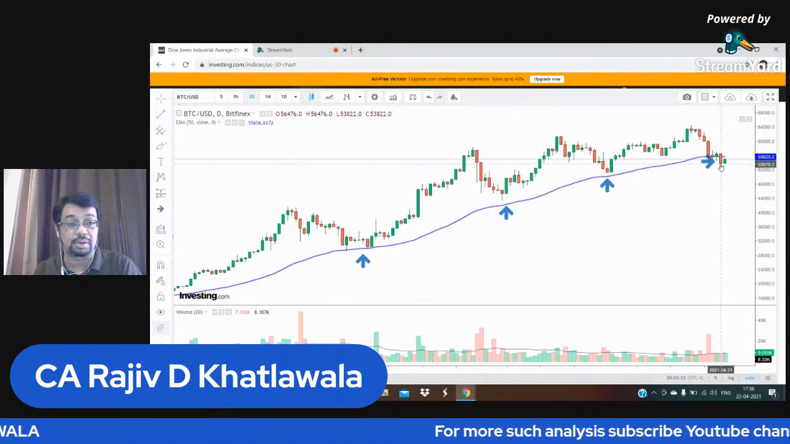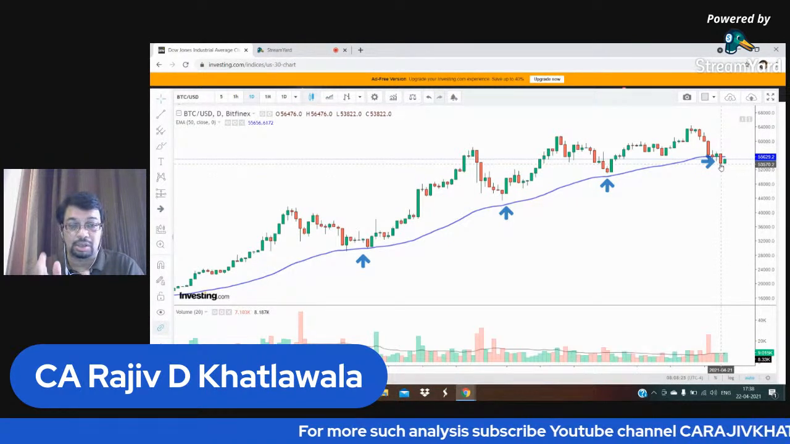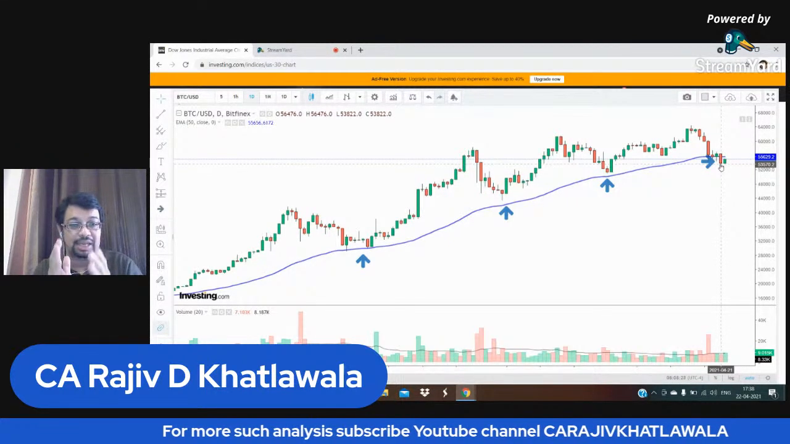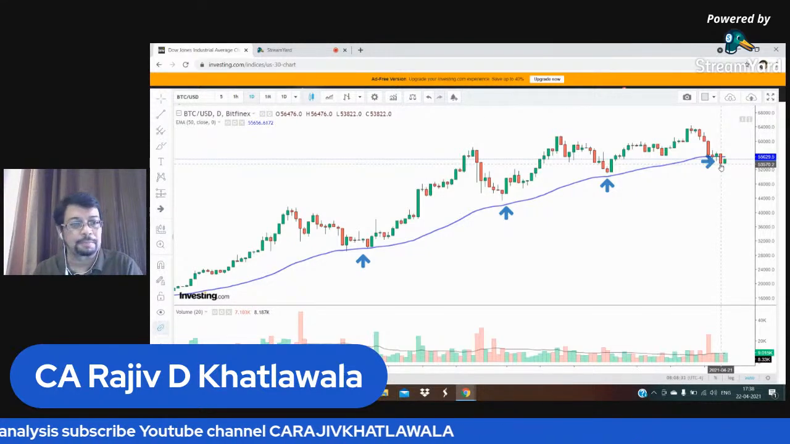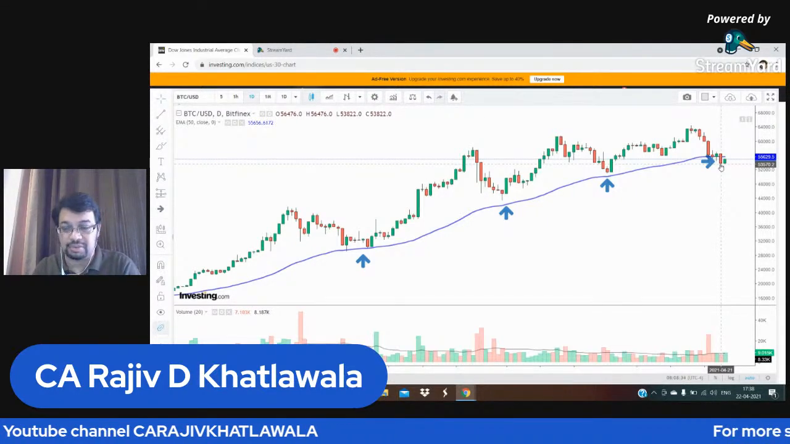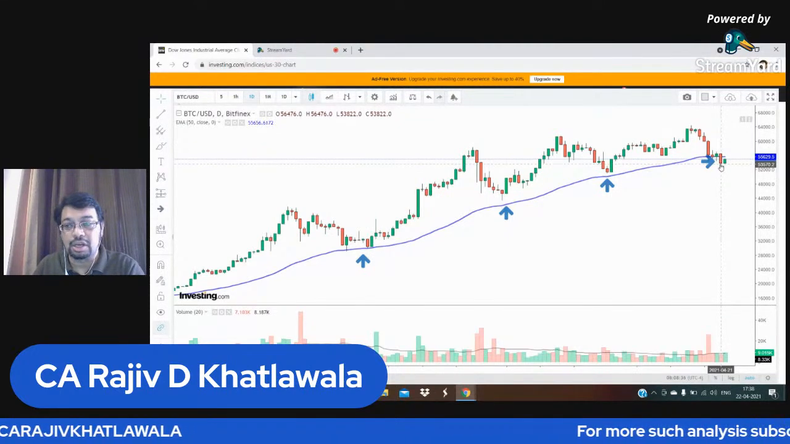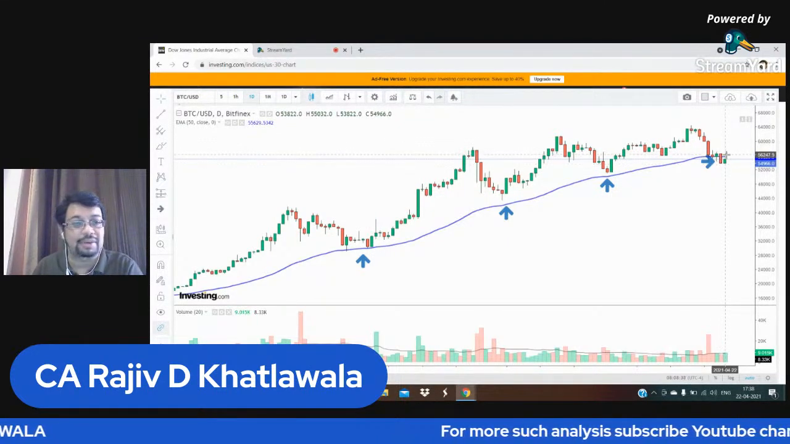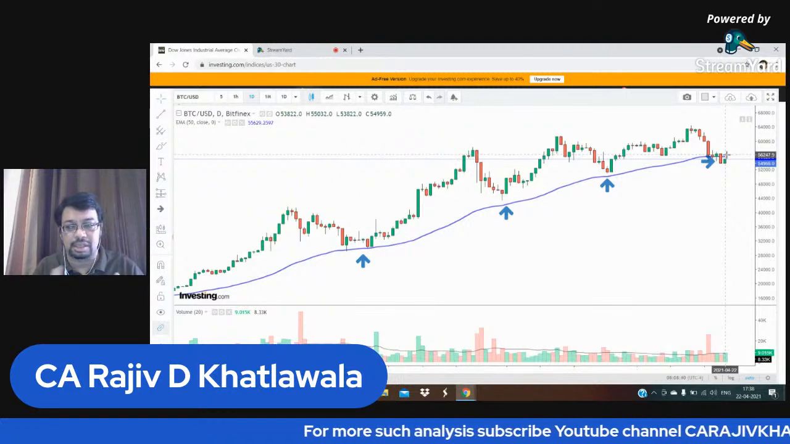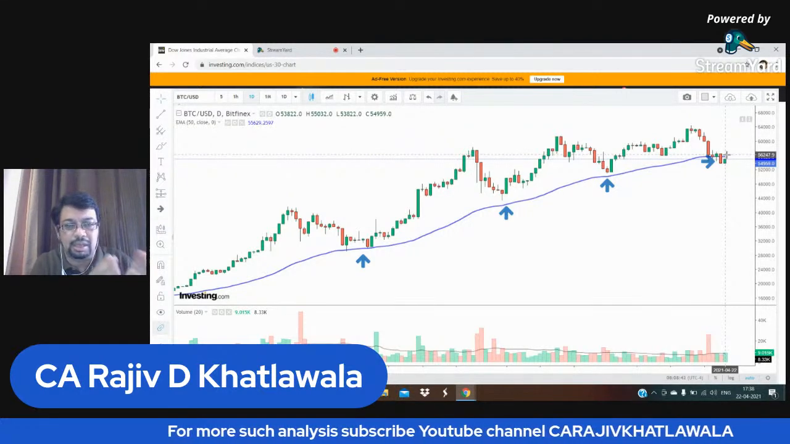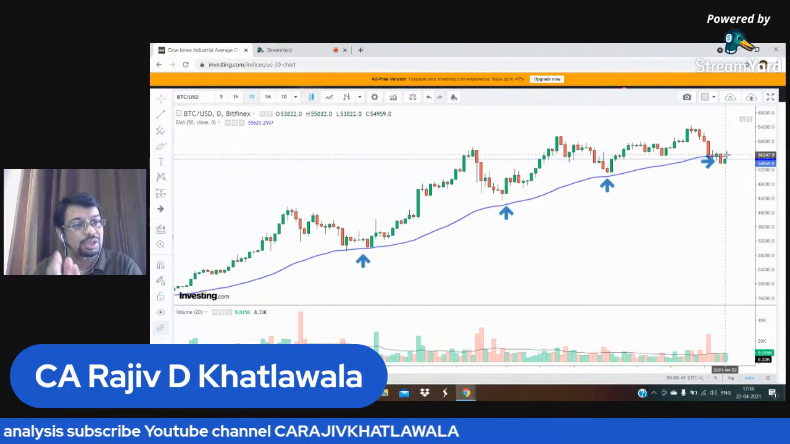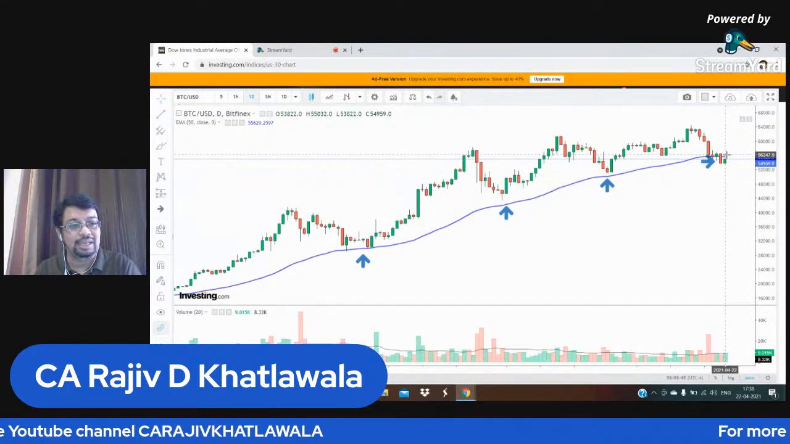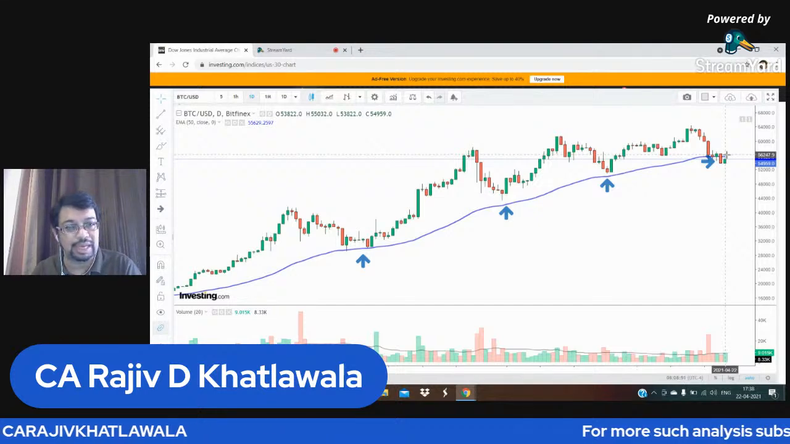There is only one day when the price has closed below the 50 days moving average, so it may not be conclusive. If we have a rebound and we close above the 50 moving average again, then yesterday's fall may be considered to be an aberration. So 55,629 is the value of the 50 moving average.